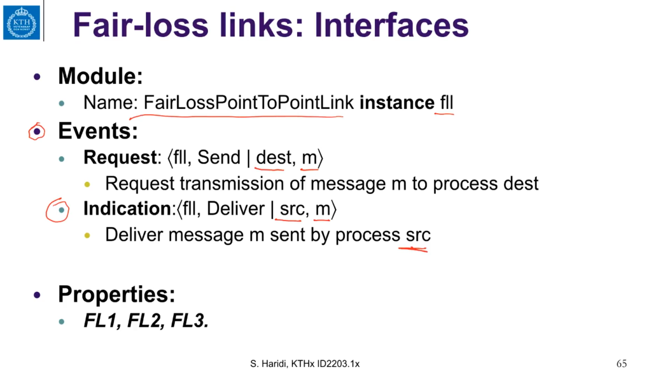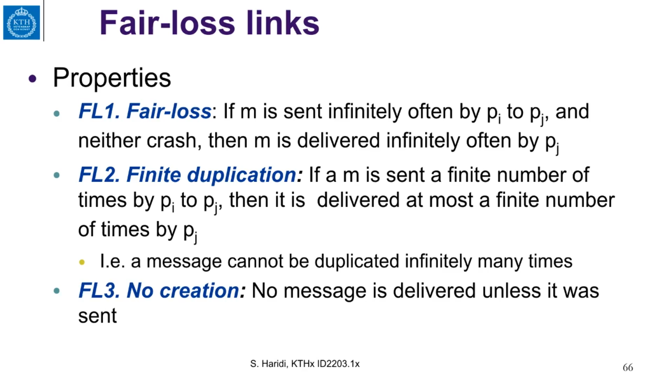Then we have a number of properties, trace properties, safety and liveness properties, and these are defined as follows. The first property is fair loss. What does fair loss say? It says if M is sent infinitely often from Pi to Pj, and neither crashes, then M is delivered infinitely often by Pj. This is just to say that the message will be delivered with a non-zero probability. This is the way to formulate that.